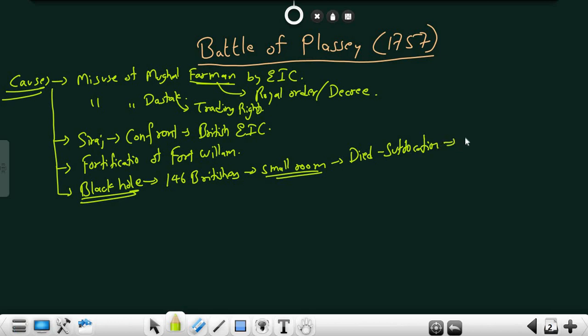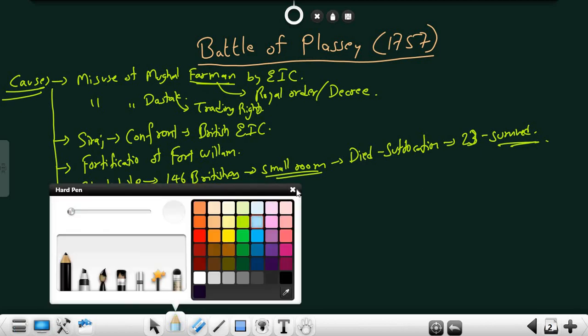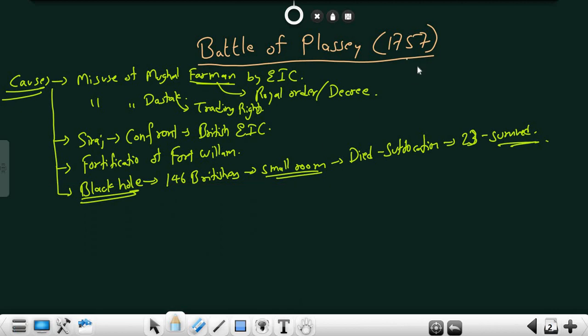And at most 23 of them survived. Rest of all got dead. This was also the reason to start the Battle of Plassey. And in this battle, Siraj-ud-Daulah got defeated.